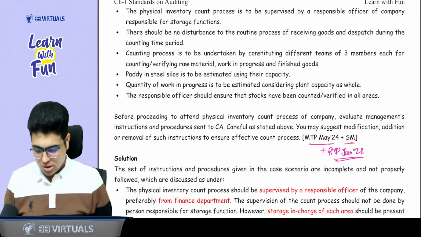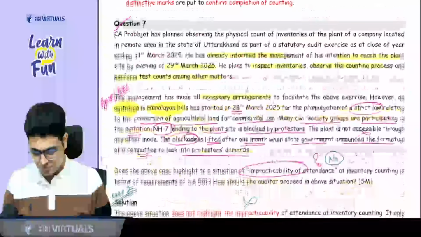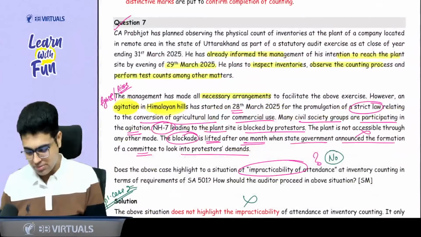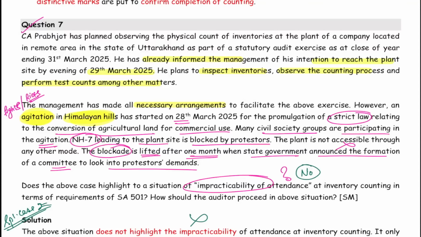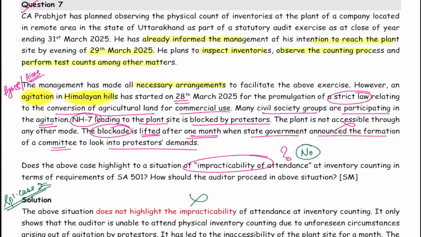Now, if you come to the question bank, we have question number 7. Everyone, please read question number 7 with me. I think question number 7 is an easy question. This is related to your inventory part. Okay, let's do this. CA Prabjot has planned observing the physical count of inventory at the plant of a company located in a remote area of Uttarakhand, as at the year end 31st March 25.